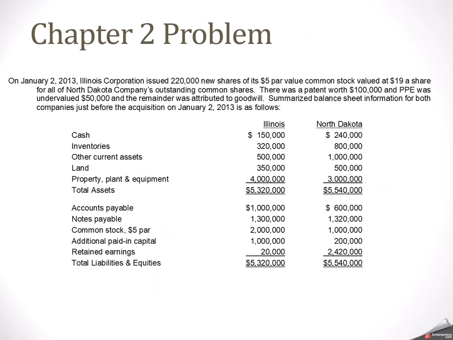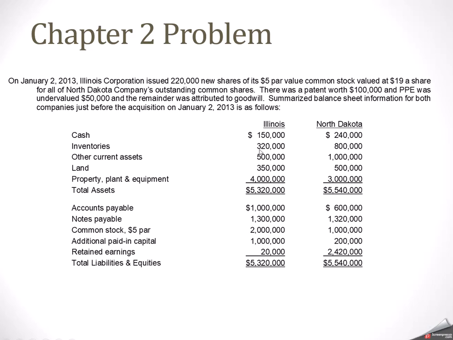Okay, then we get into chapter 2 where we are consolidating at the date of acquisition. So here are the two companies, the parent and the sub, and their balance sheets right before the acquisition. They tell us the Illinois company issued 220,000 shares of $5 par value common stock valued at $19 a share. So again, if we take the 220,000 times the $19 a share, that's $4,180,000 that they paid to acquire North Dakota, all of their outstanding stock.